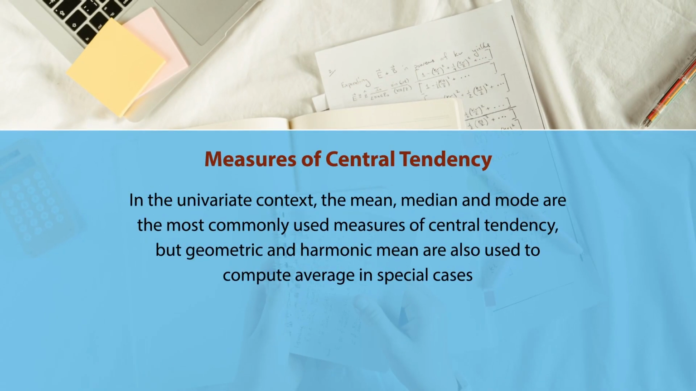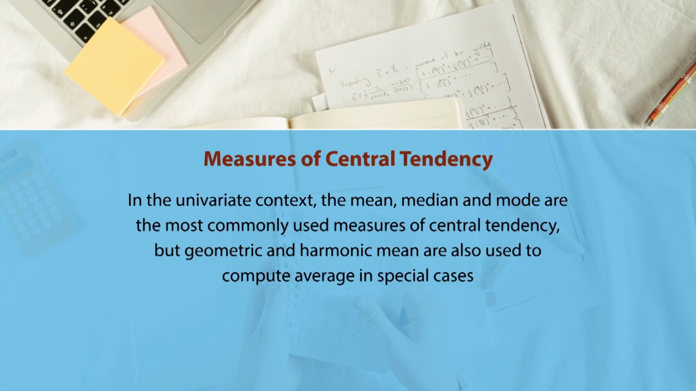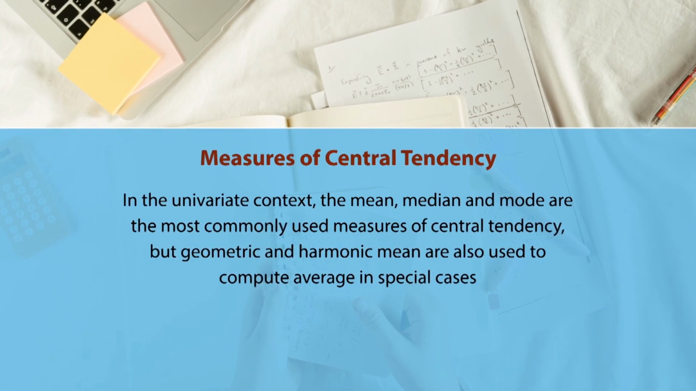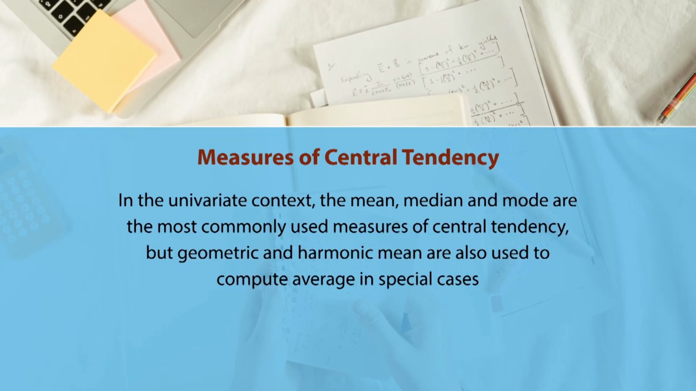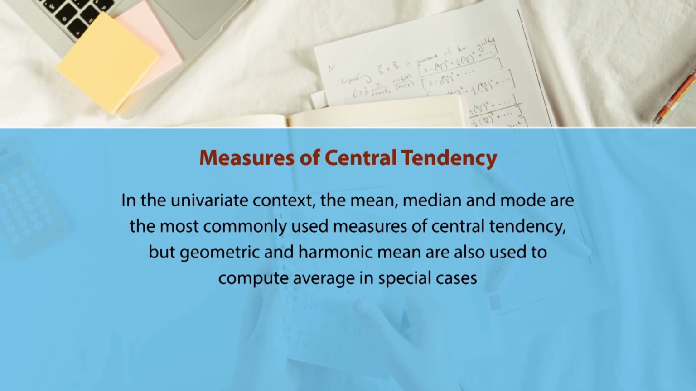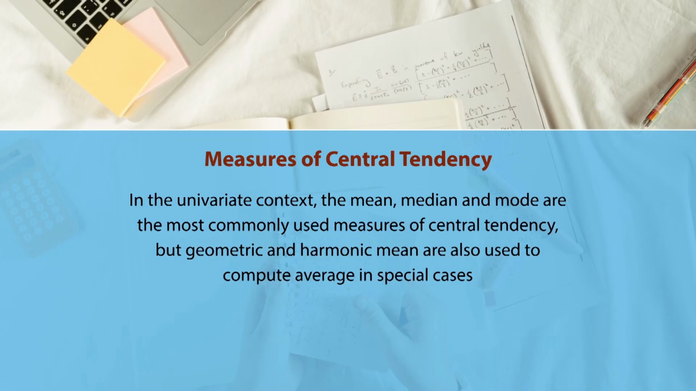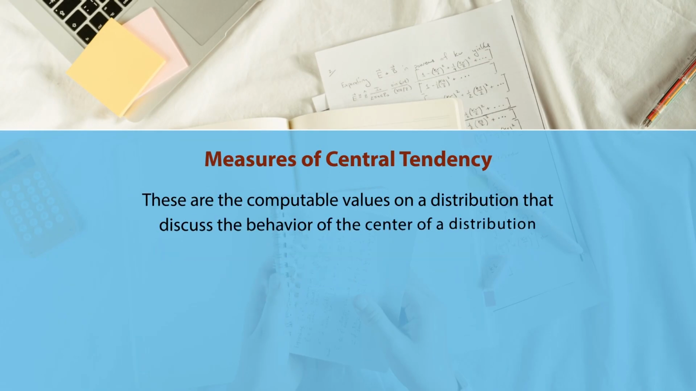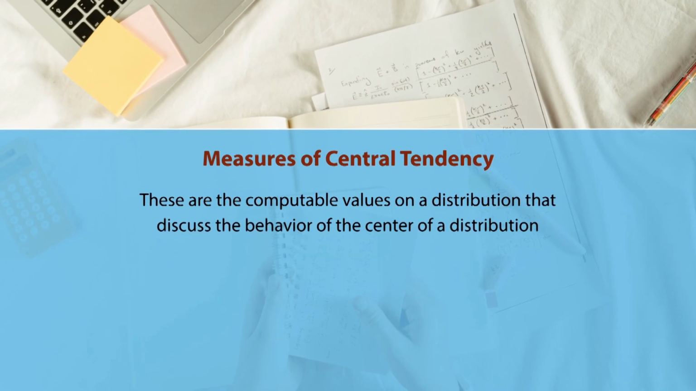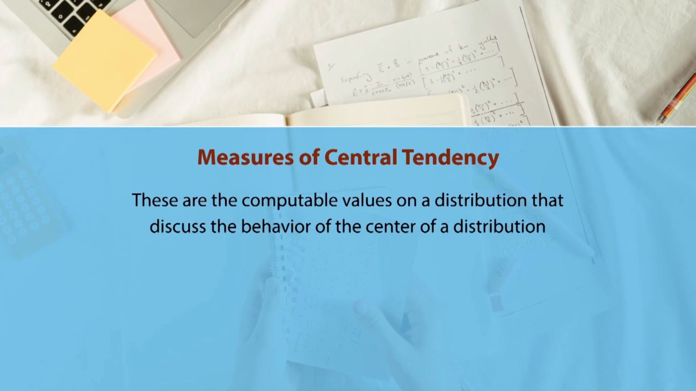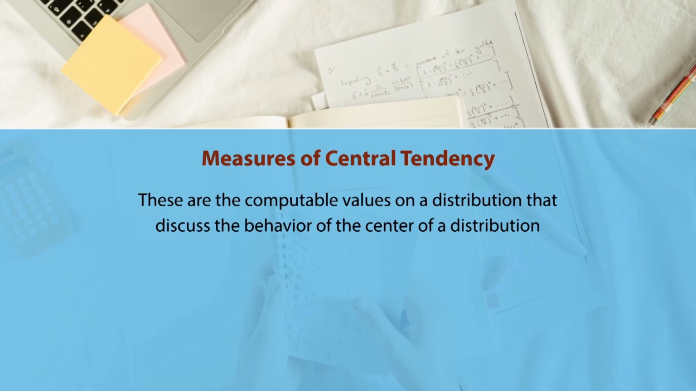In the univariate context, the mean, median and mode are the most commonly used measures of central tendency, but geometric mean and harmonic mean are also used to compute average in special cases. These are the computable values on a distribution that describe the behavior of the center of a distribution.